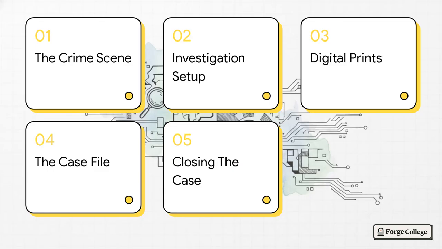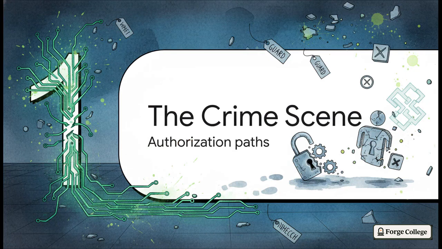Here's our investigator's briefing for today. We'll start at the authorization crime scene. Then we'll set up the investigation, dust for digital prints, build the case file, and finally, we'll close the case. Section 1. The authorization crime scene.